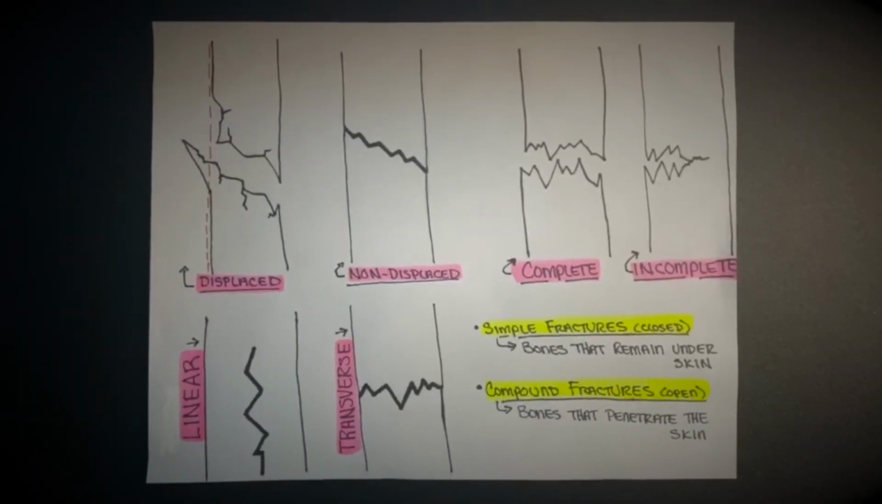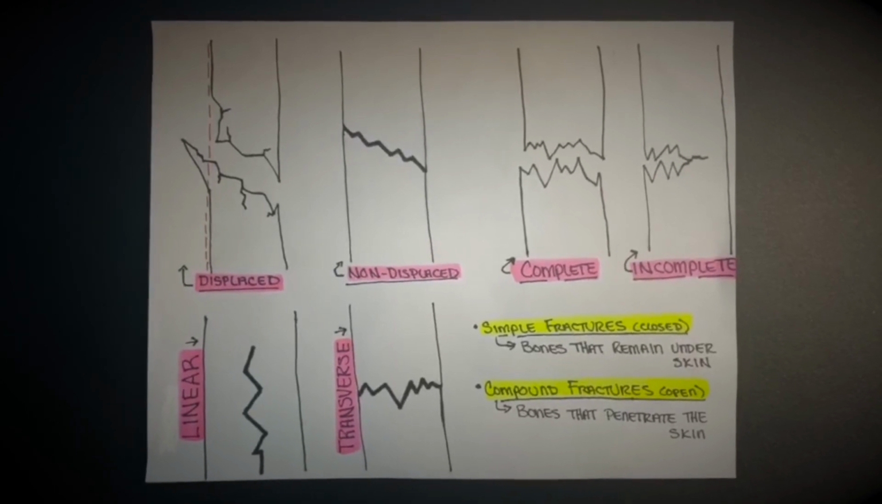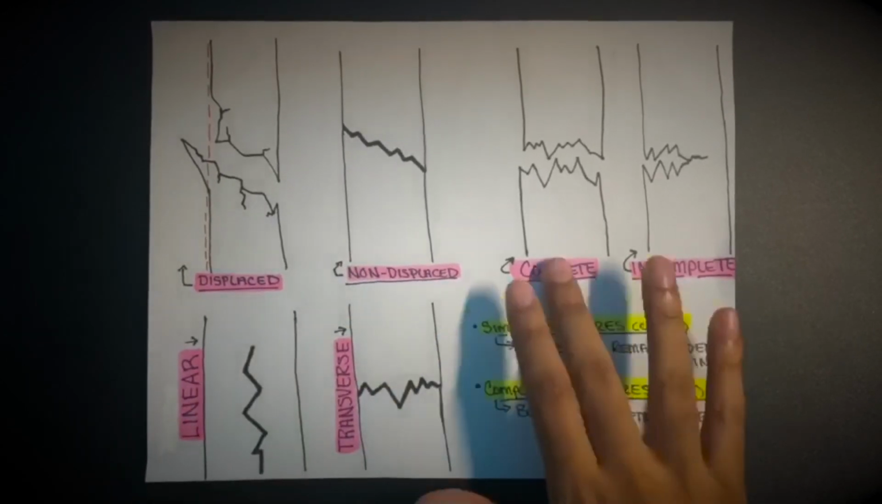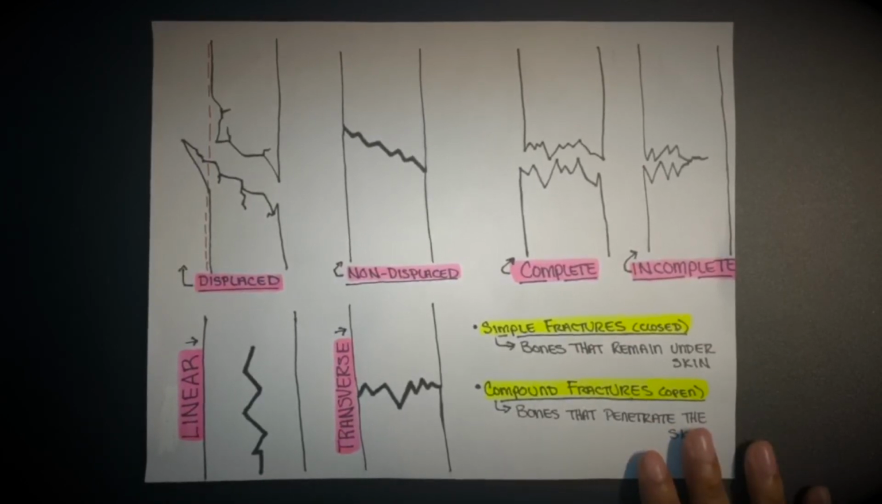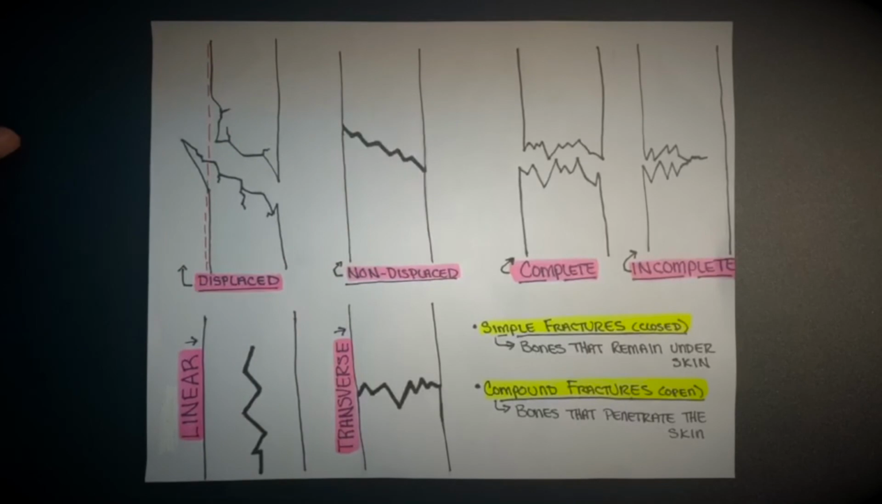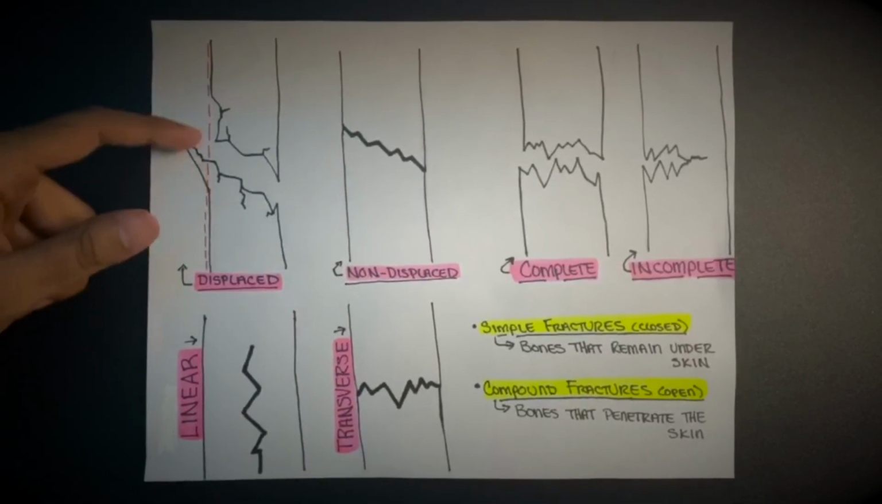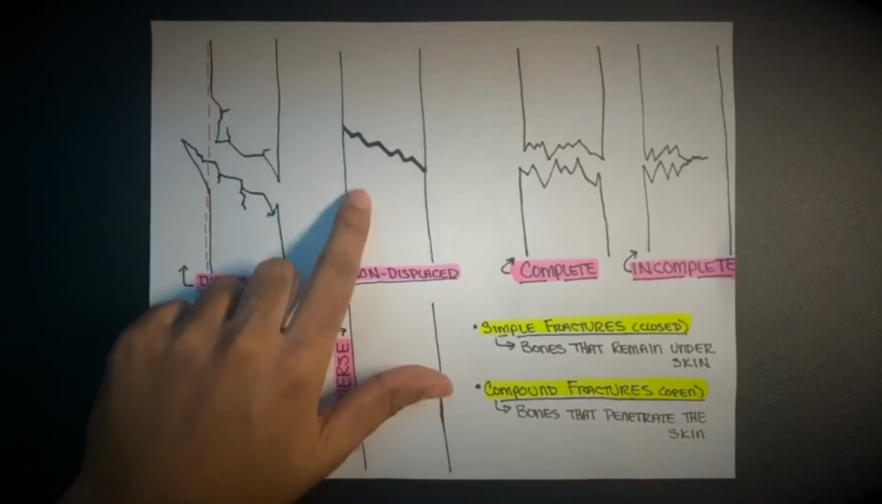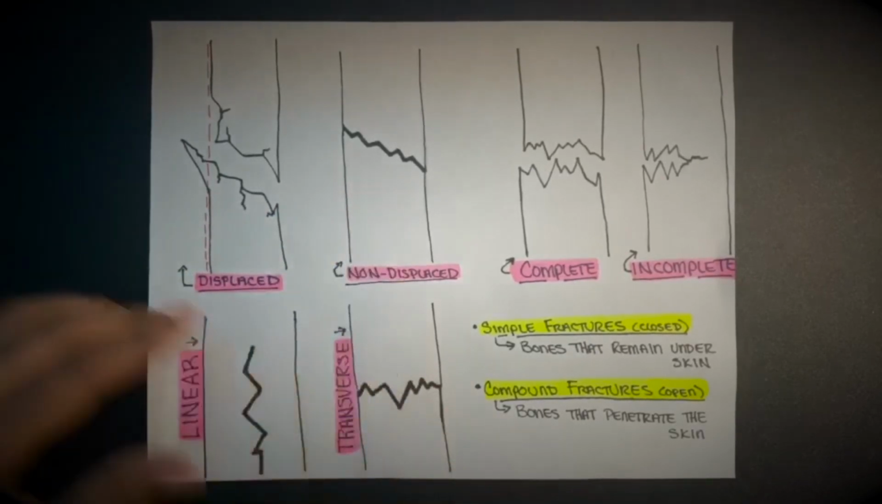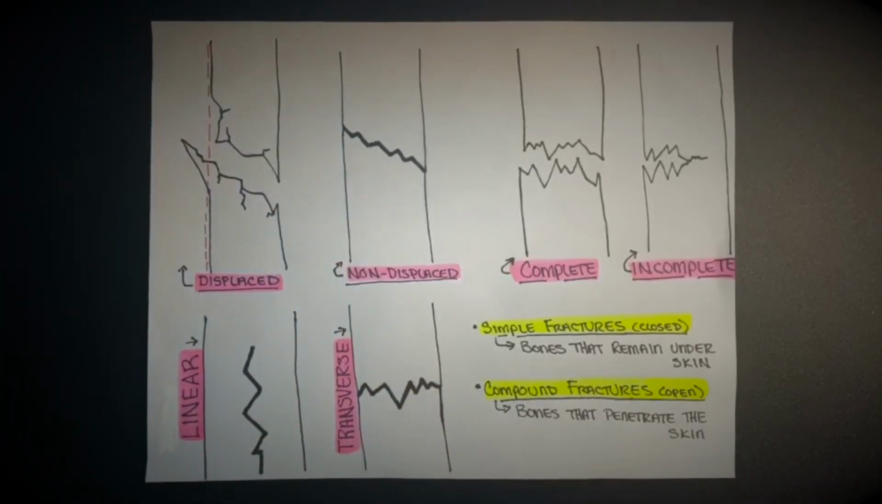Now, here I have a simple drawing of fractures. So we see the displaced versus non-displaced, the complete versus the incomplete, the linear versus the transverse, and the simple versus compound. Now, displaced as seen here refers to the alignment of the fracture. Displaced is when the bone breaks and is out of alignment with the rest of the bone, okay? I drew red axis marks here so you guys get the idea. When a fracture is non-displaced, on the other hand, it is broken, but it remains in place or in alignment, okay?